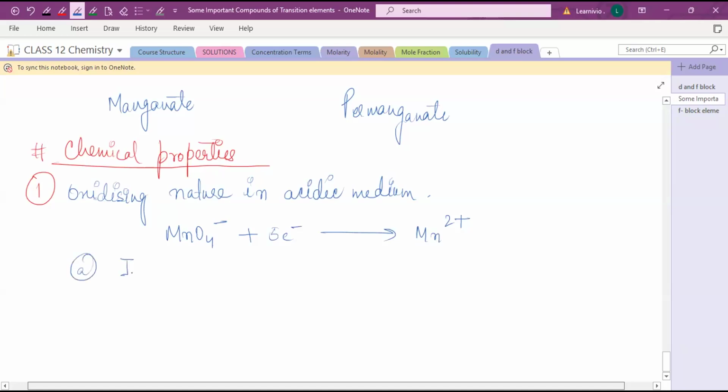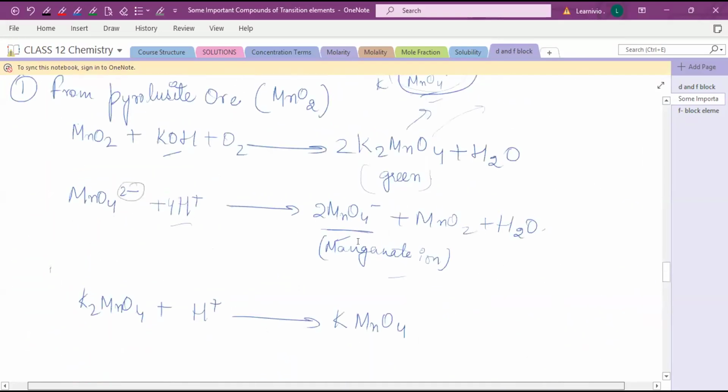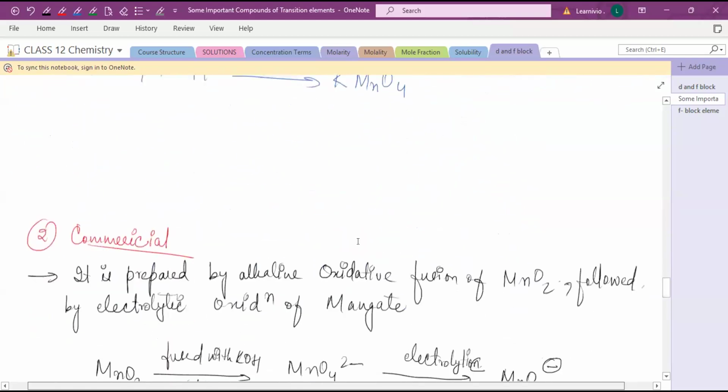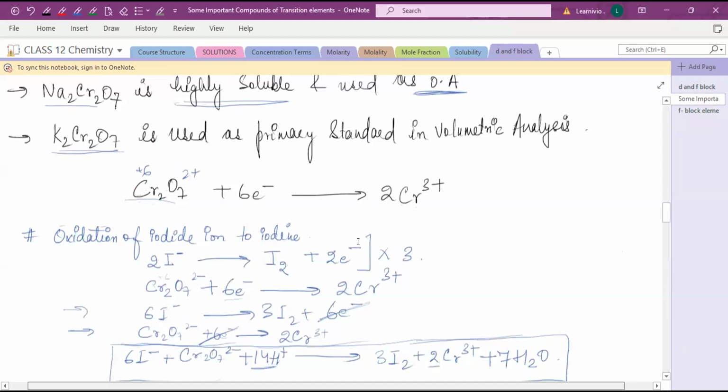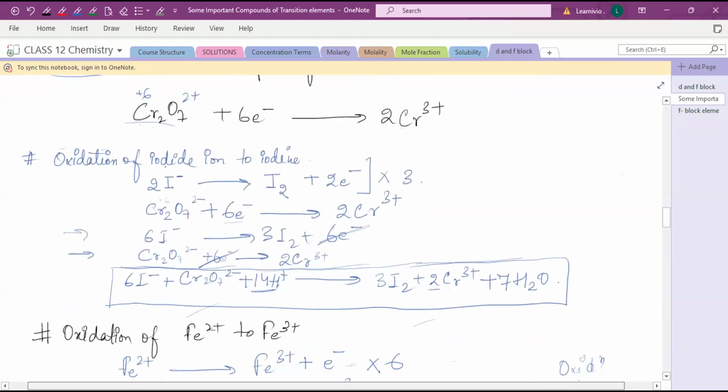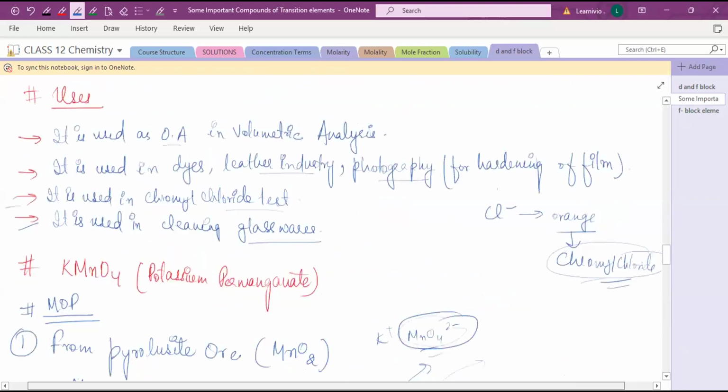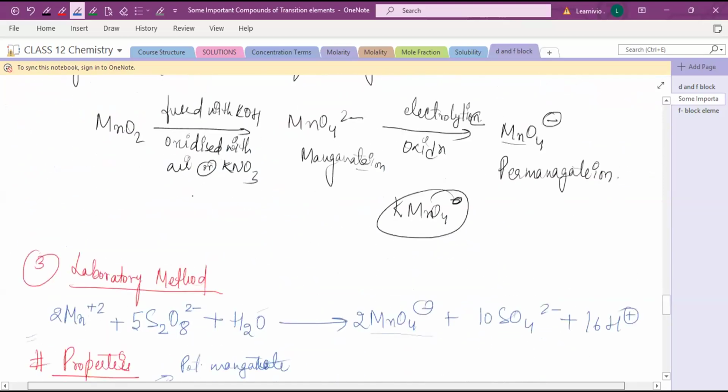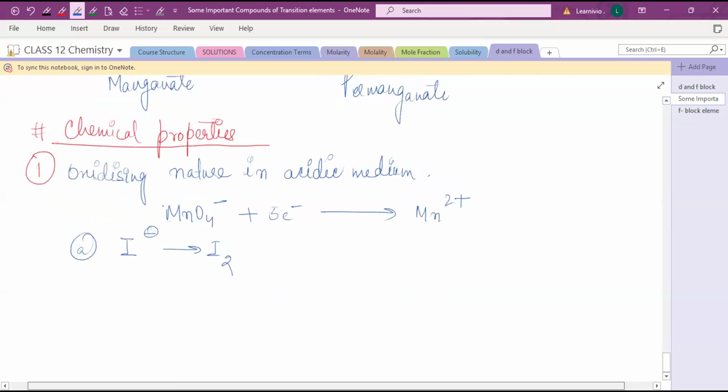Here, first reaction: it will oxidize iodide, I minus, to I2. Again, the same reaction will be there. Instead of the dichromate ion, you will write this MnO4 minus. The reaction will be the same, the redox reaction we have discussed here, the oxidation of iodide ion to iodine. Instead of the reduction reaction of Cr2O7 2 minus, you will use this manganese reaction: MnO4 minus plus 5 electrons gives you Mn2 plus. Got my point?